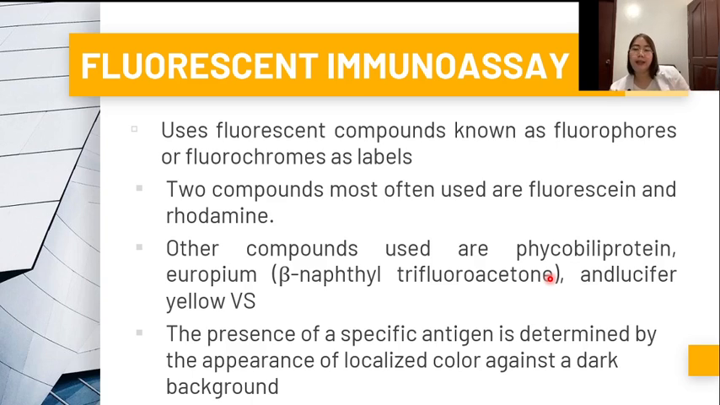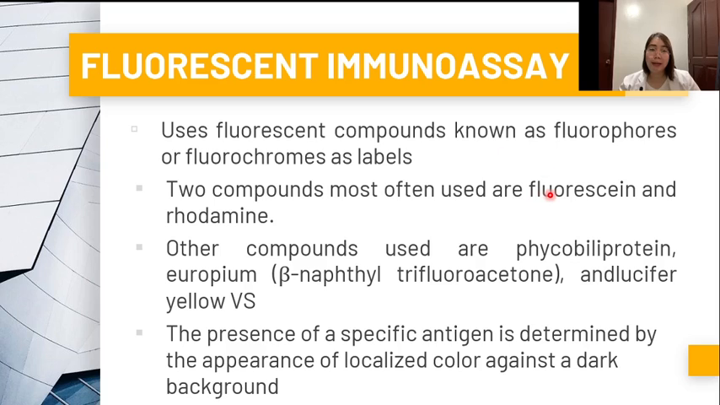Okay, and each fluorescent compound has a characteristic optimum absorption rate, so they absorb at different nanometers, and a time interval between absorption of energy and emission of fluorescence. So, ano ang dinedetect, mini-measure natin in fluorescent immunoassay? We are measuring absorption and emission of fluorescence, and it can be measured in nanoseconds. Okay? So, other compounds also used as fluorochromes are your phycobiliprotein, your europium, and Lucifer yellow VS. Ideally, fluorescent probes should exhibit high intensity, which can be distinguished easily from background fluorescence. And fluorescent compounds should also be stable.